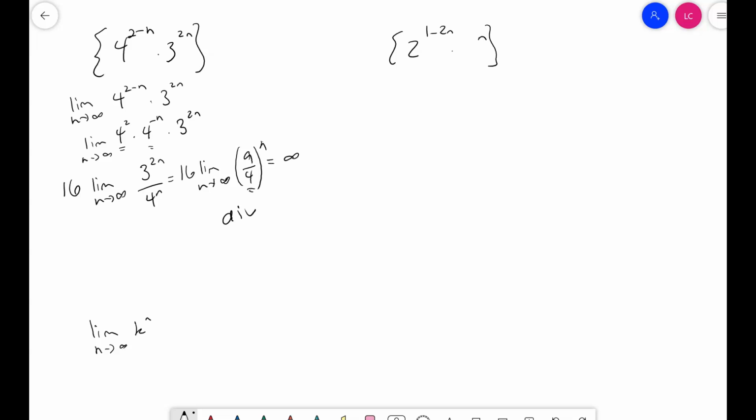Okay, I just noticed something I was doing here. So let's change this one. Okay, so here we go. Here's another one: limit as n goes to infinity of 2 to the 1 minus 2n times 3 to the n. Sorry, that was kind of messy.